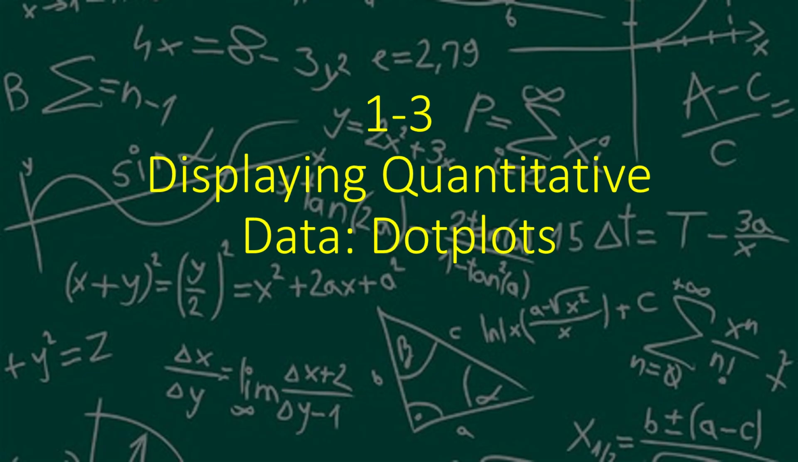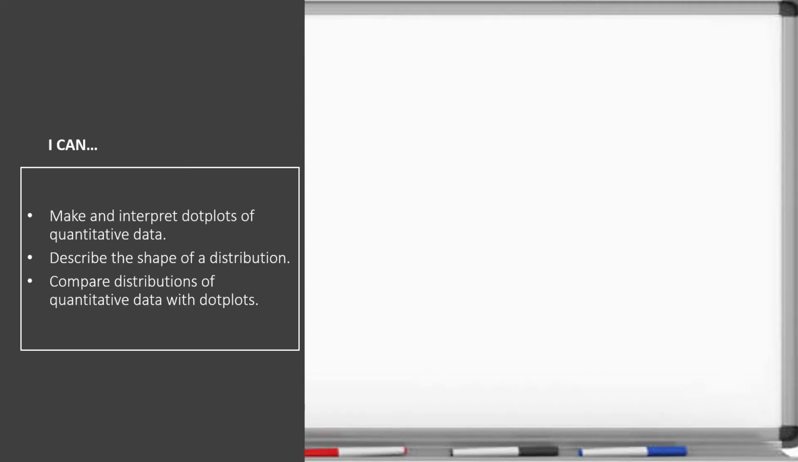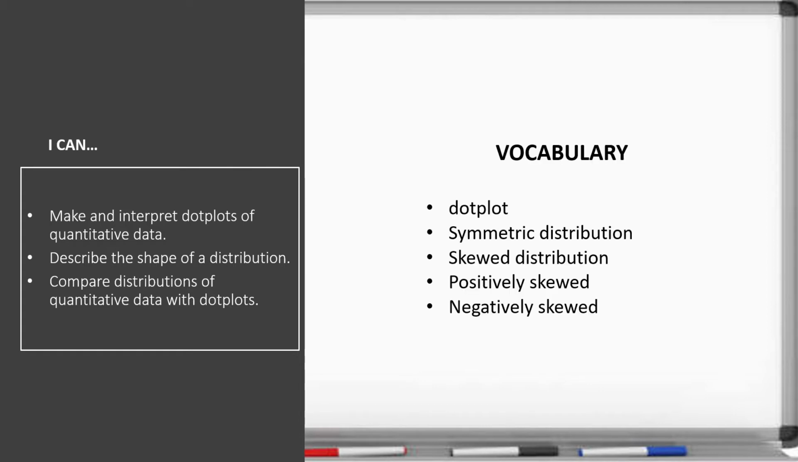Today we're going to be looking at how to display quantitative data using dot plots. The goals of the lesson today are to be able to make and interpret dot plots of quantitative data, and to describe the shape of distributions as well as compare these distributions for quantitative data with the use of the dot plot skill. The vocab includes the definition of the dot plot, symmetric and skewed distributions, and the types of skewed distributions, such as positively skewed or negatively skewed.